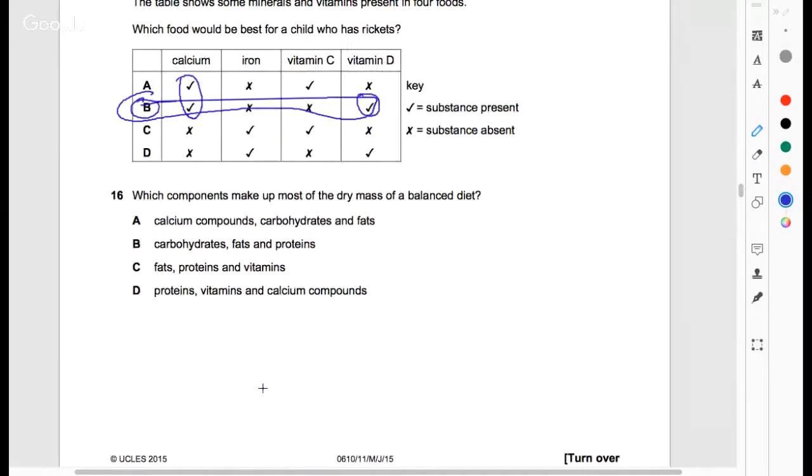Which components make up most of the dry mass of a balanced diet? Calcium compounds, carbohydrates and fat. Carbohydrates, fats and proteins. Fats, proteins and vitamins. Proteins, vitamins and calcium compounds.